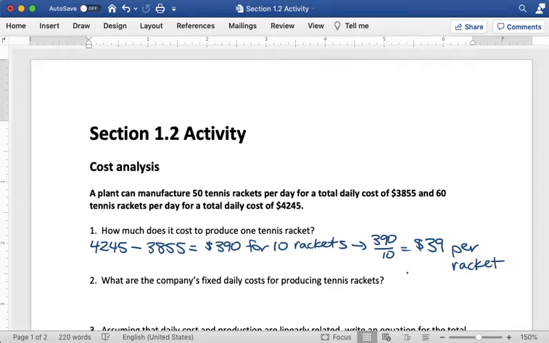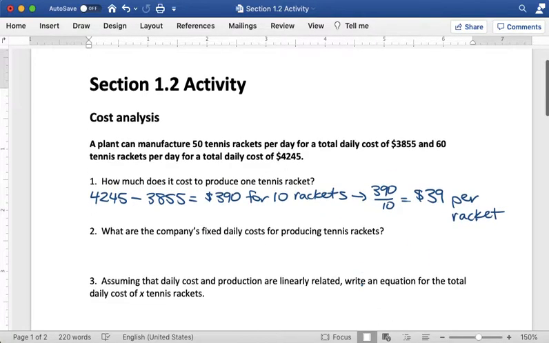The next question is asking me for the company's fixed daily cost for producing tennis rackets. So I know that the total cost is $3,855 for 50 rackets. So what I can do is say, okay, that includes my variable costs and my fixed costs. So my variable costs are $39 per racket times 50 rackets. So 39 times 50 plus the fixed costs, or I could use a variable X, gives me the total cost of $3,855.